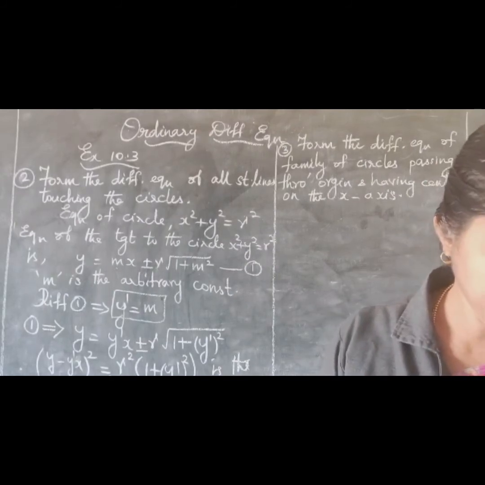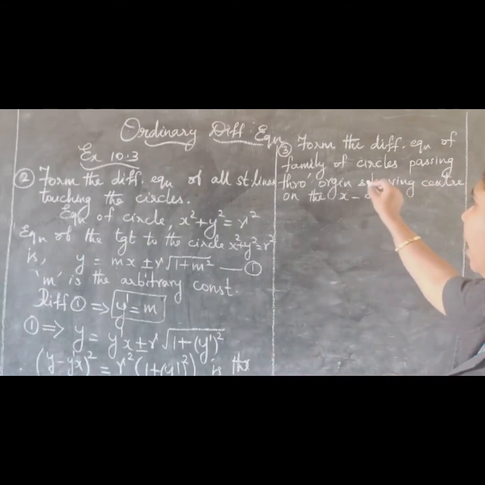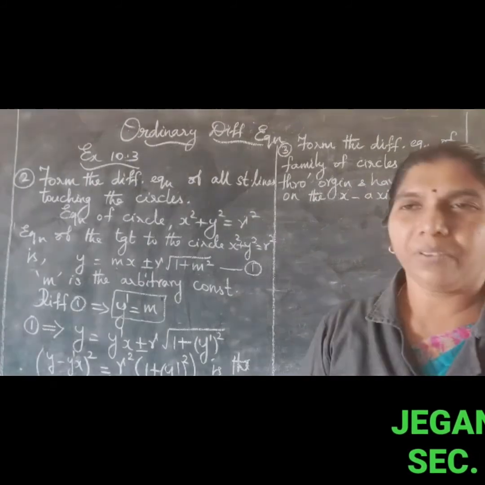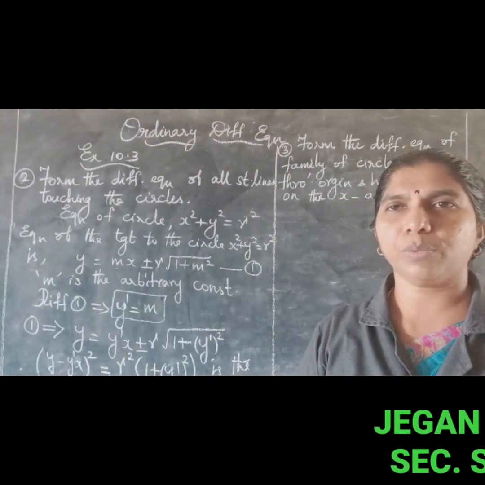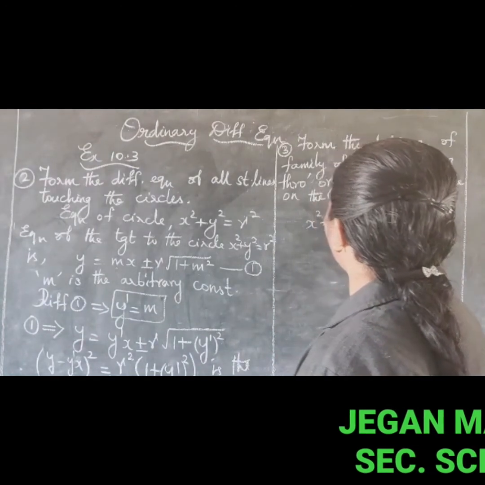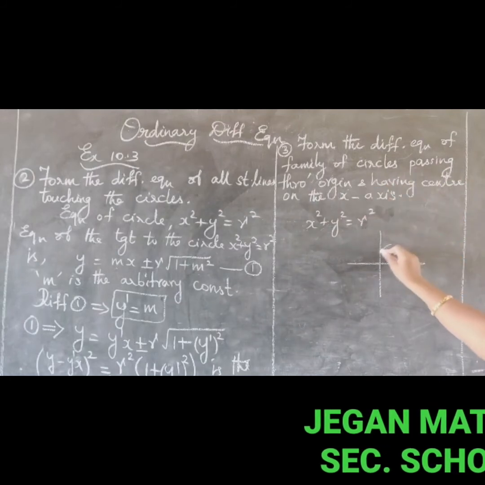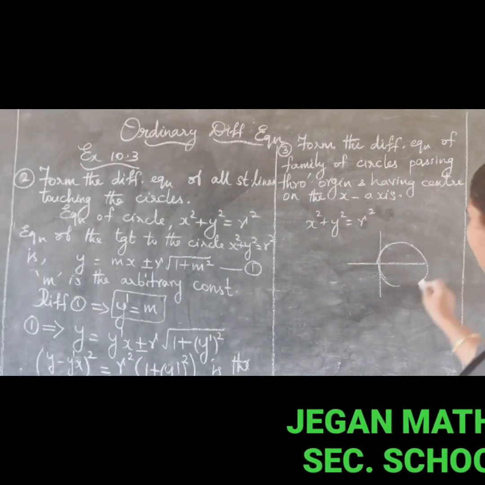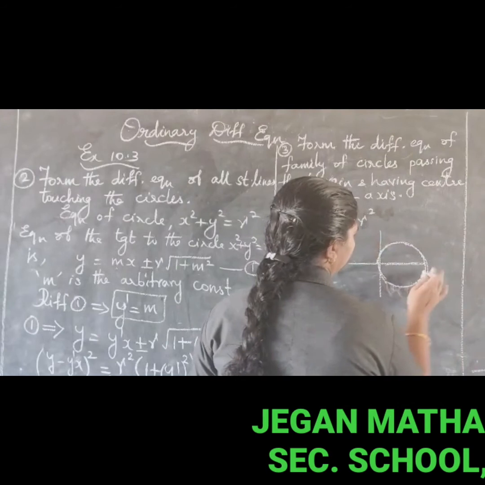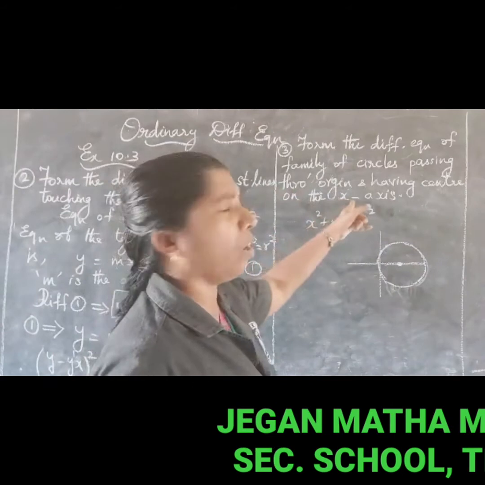Find the differential equation of the family of circles passing through the origin and having center on the x-axis. So here the equation of circle is of the form x square plus y square is equal to r square. Here what is given? The circle is passing through the origin, having center on the x-axis.